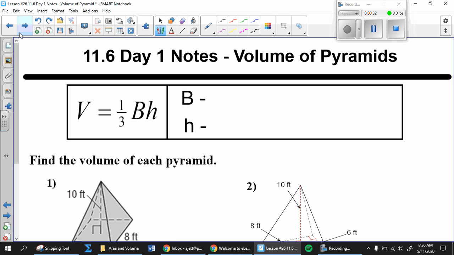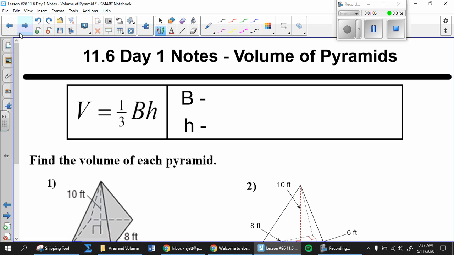All right, like I said today, 11.6 day one is all about volume of pyramids. Remember, a pyramid has some sort of base, whether it's a triangle, a rectangle, a square, and then it comes to this point where all the other faces around on the side are going to be triangles. The formula for pyramids is very similar to a prism. A prism is simply volume equals area of the base times height. The only difference here is when we're looking at a pyramid, it's really just 1/3 of that prism.